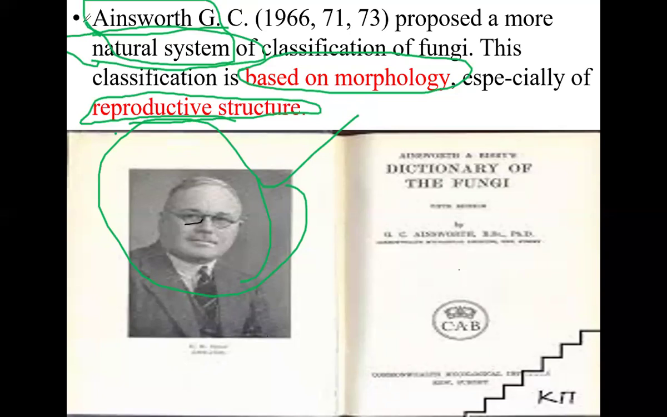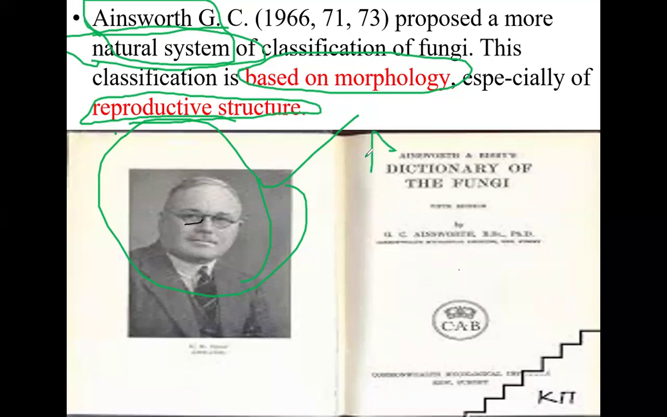Linnaeus classification is called what type of classification? Among the three types of classification, natural, artificial, phylogenetic, which one? Natural. So many times asked the question. Linnaeus classification is artificial classification. You know, Theophrastus, Linnaeus classification is the artificial classification. So many times asked the question.